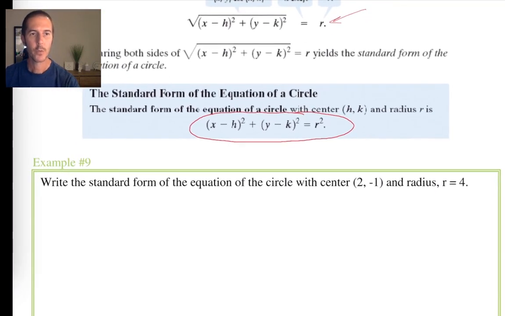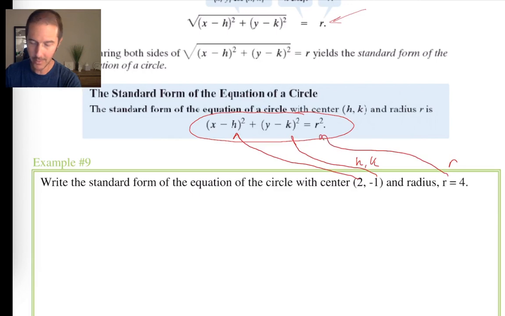But not yet. Write the standard form of the equation of the circle with center 2, -1, radius 4. Great. This is h comma k, and this is r. I know that because it says r equals 4. I'm going to take these two values, the h, and I'm going to plug it in here, and the k, and I'm going to plug it in here, and the r, and I'm going to plug it in here, and I'm going to have my answer.